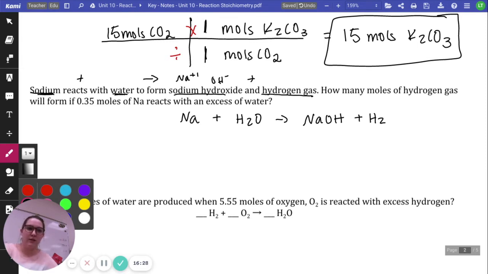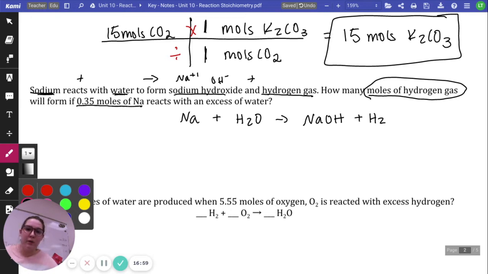All right, so I've written my chemical reaction. Now I'm going to read my problem. So it says, how many moles of hydrogen gas, so I'm looking for moles of hydrogen gas, will form if 0.35 moles of sodium react with excess water. Anytime it says excess water, it's just saying that we have plenty of water. So if it says excess, don't worry about that. We don't need to worry about that in our reaction.